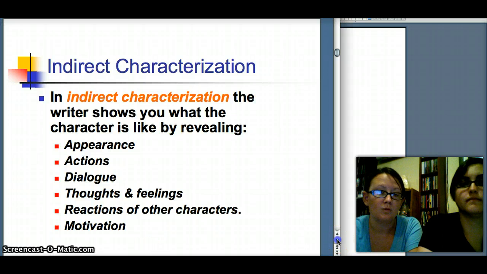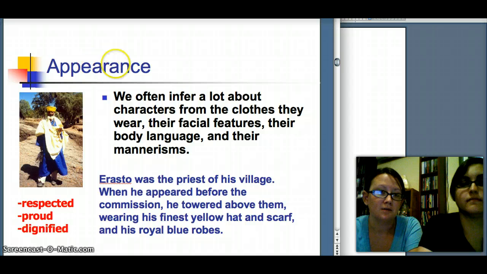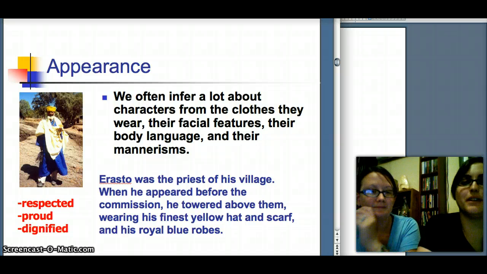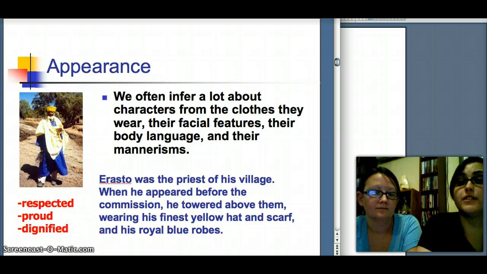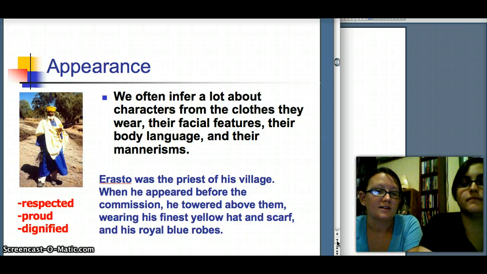Okay, now what I want you to write is appearance. I want you to write the blue title, and I want you to write the black type. This is what is defining what we're talking about. If you want to write down the example, that's up to you, but you at least need the definition and the title. Continue. Okay, appearance. We can learn a lot about characters by what they're wearing, their facial features, the way they move their body, and their mannerisms.